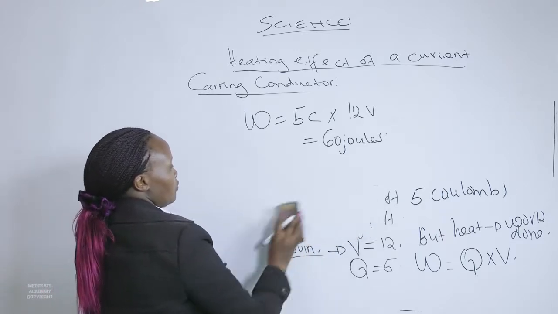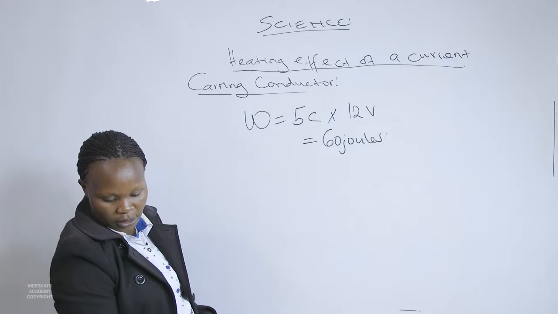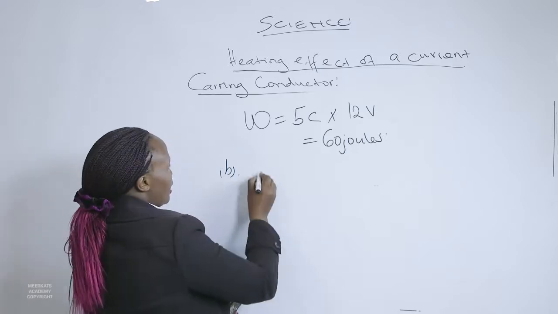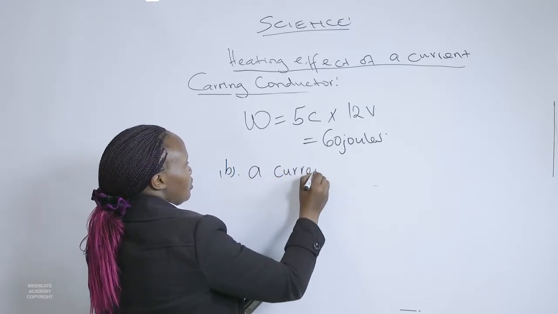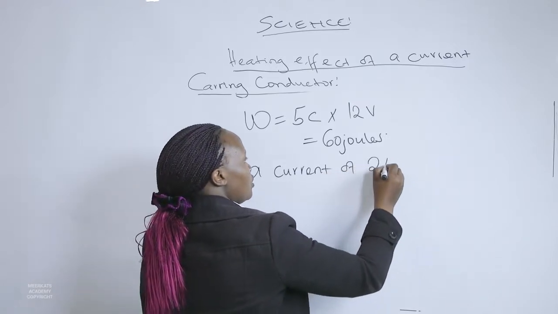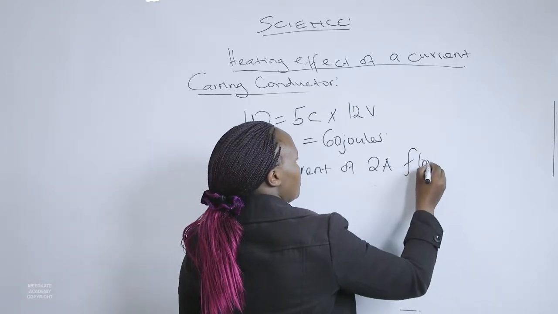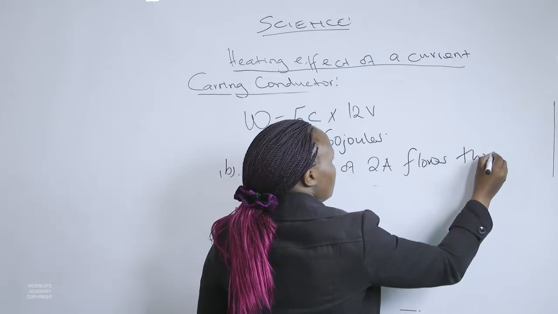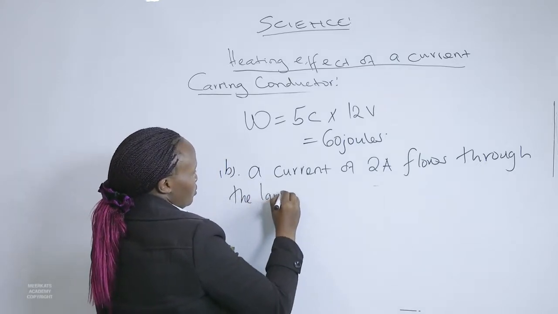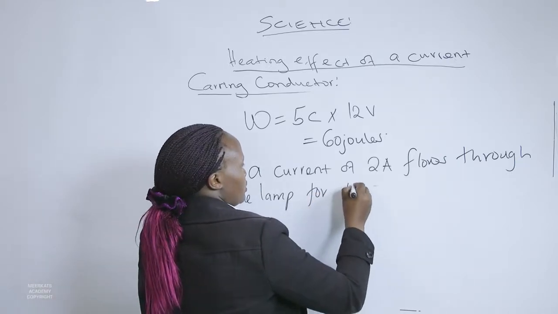Now, part B of the question requires us to get the amount of heat produced when a current of 2 amperes flows through the lamp for 10 seconds.